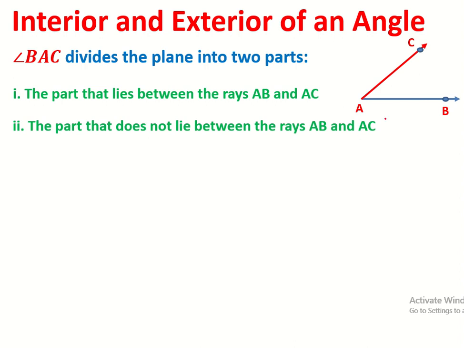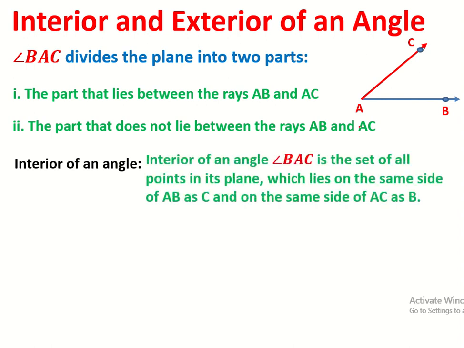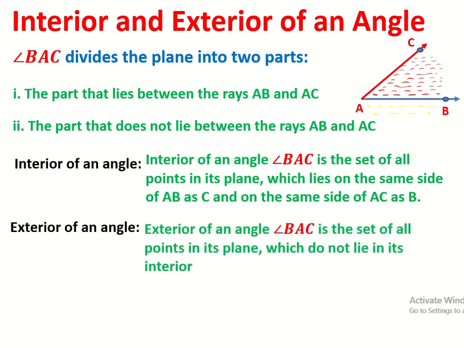The region, or we can say the part of the plane that lies between the two rays AB and AC, is known as the interior. That means it is the set of all those points that lie here in between the two rays AB and AC, that becomes our interior, and the region that does not lie between these two rays is our exterior. So we have the two regions formed by this angle. One is the interior and the other is the exterior.